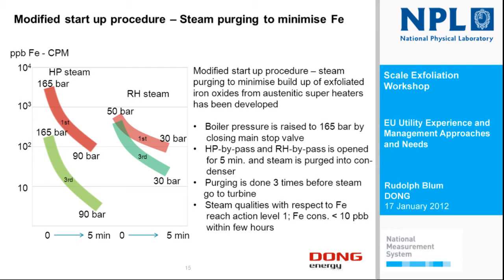Since introducing this in 2004, we have had no problem with any of our boilers. We also see the steam quality with respect to iron reach levels below what we call action level 1, which means a concentration far below 10 ppb during normal service. And I'm sure that using this procedure, we will constantly purge out exfoliated material and get rid of the problem.